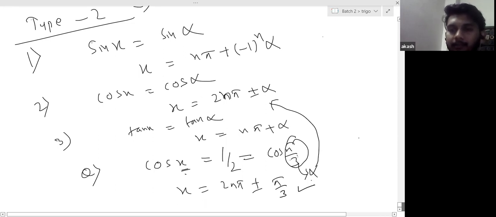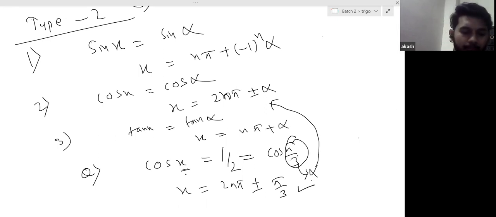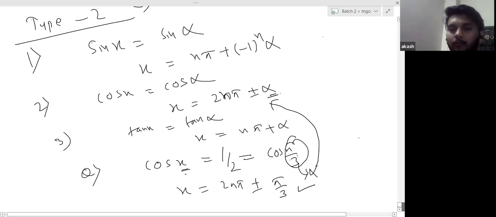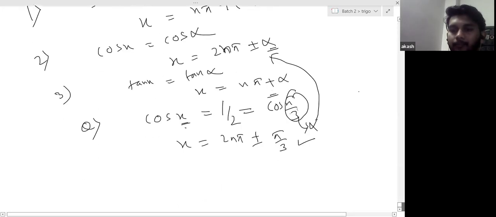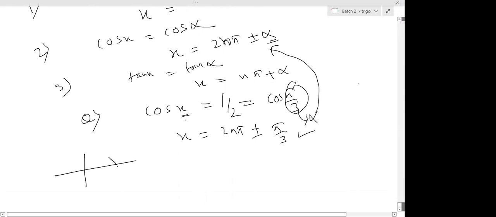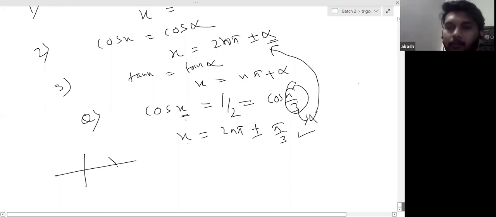Is this clear? Yes, sir. Very easy. You just have to find alpha. And how to find alpha? Don't we have cosec, sec, and cot? Whenever they've given you cosec, sec, or cot, then change them into sine, cos, and tan. Use that inverse.